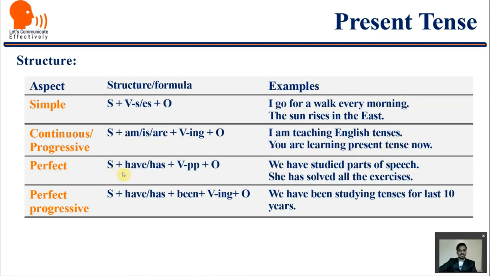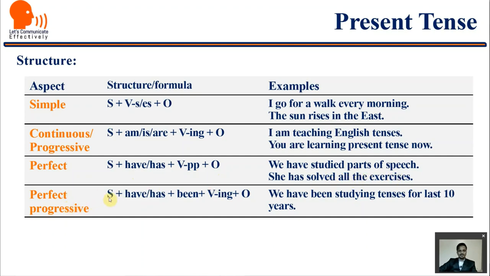Perfect: subject, have, has, plus the verb in its past participle, the third form, and object. Here, I have, we have, you have, he, she, it has, they have. We have studied parts of speech. She has solved all the exercises.